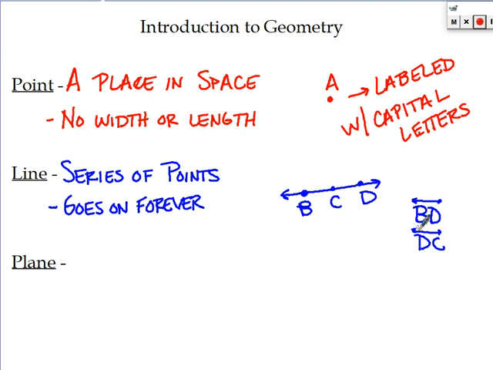What you don't want to do is use 3 or more points. So we're not going to say line BCD like this. We don't want to do that. Okay? We want to use 2 points to name. And it can be any 2 points in any order. Okay? 2 points to name.